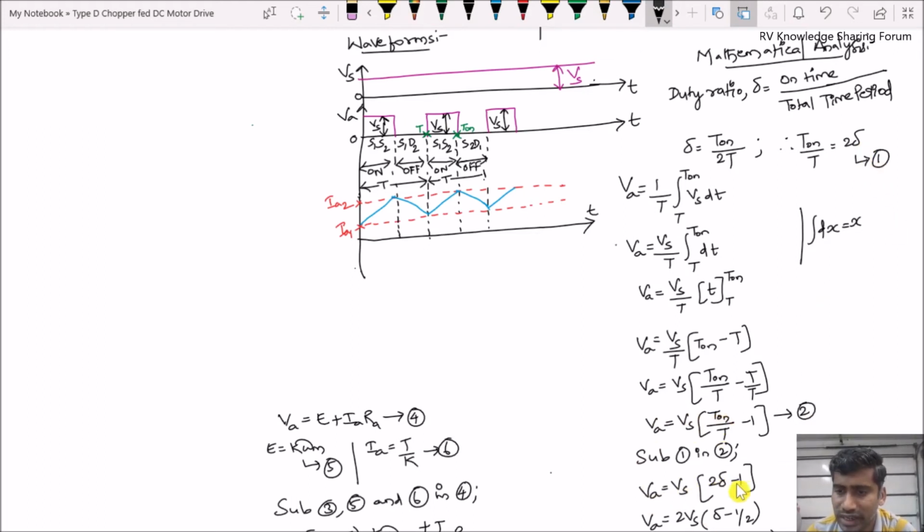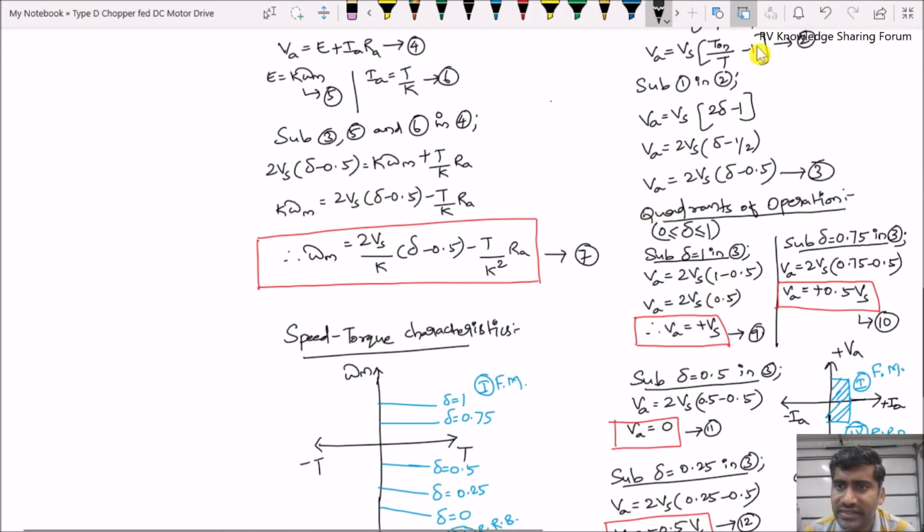Okay. So, 2 del minus 1. Therefore, VA is equal to Vs into 2 del minus 1. Further proceeding with the derivation, taking 2 as a common term outside, we get 2 Vs. Here 2 del by 2 becomes del, and minus 1 by 2. Therefore, VA is equal to 2 Vs into del minus 1 by 2, which can be written as 0.5. This is represented as equation 3.